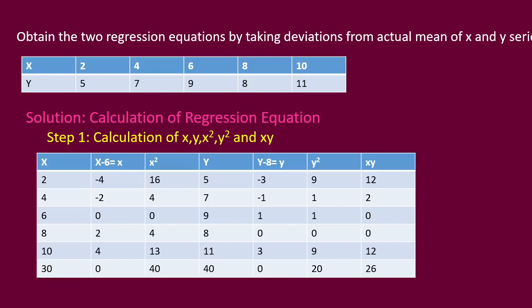If we consider assumed mean, so this total will be different. So we have found out now all the values here. Total of x, y, x square, y square and xy. So x summation here, y summation here, x square summation 40, y square summation 20, xy summation 26.